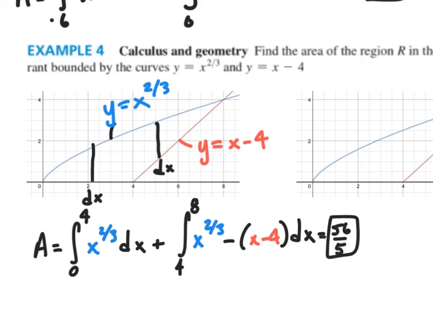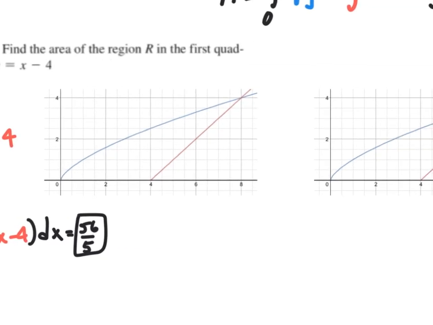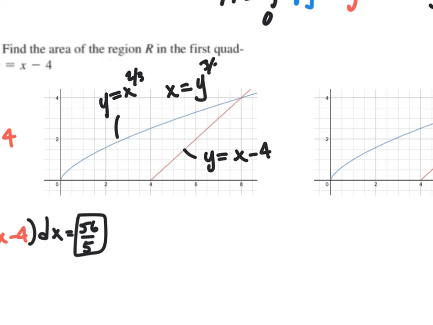Now what I want to do is do this again, but instead of doing a vertical slice, I notice that I can do a horizontal slice from right minus left across this entire function. So let me write this out. This is the equation y equals x to the 2/3, and this is the equation y equals x minus 4. If I solve both of these for x, I get x equal to y to the 3/2 power, and here I would get x equal to 4 plus y.